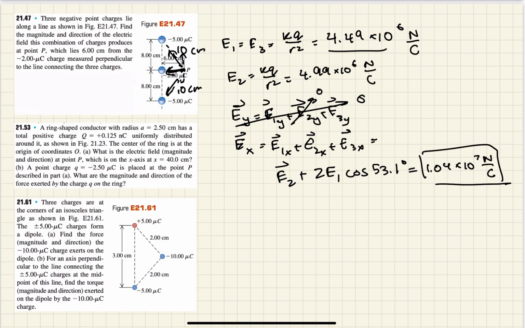That's going to be the magnitude of the electric field. What is the direction? That's just going to be towards the charges, because they're all negative, and you assume P is a positive test charge. All right, that was our first question over there.